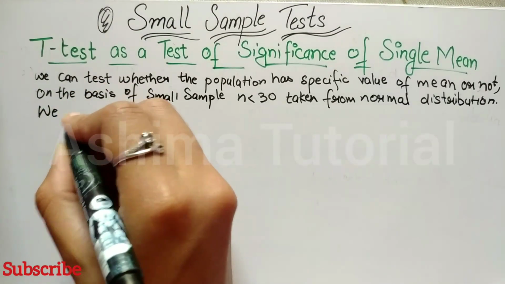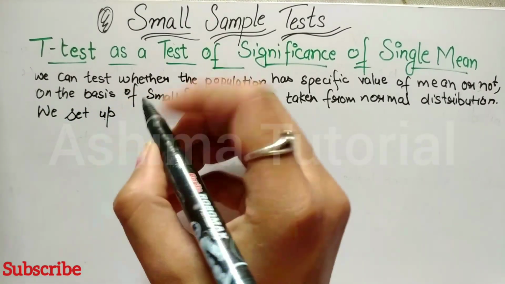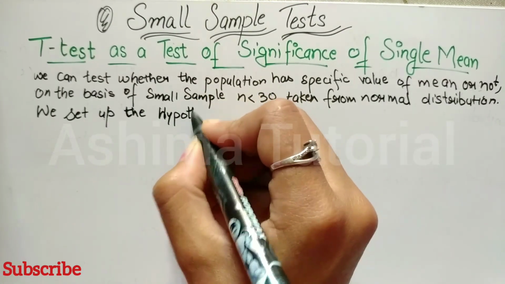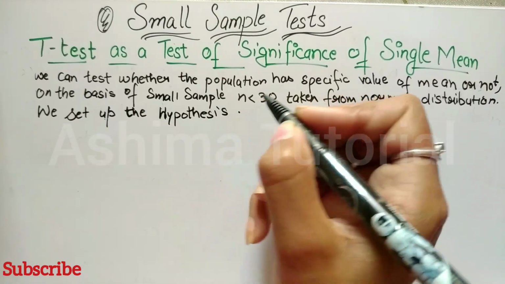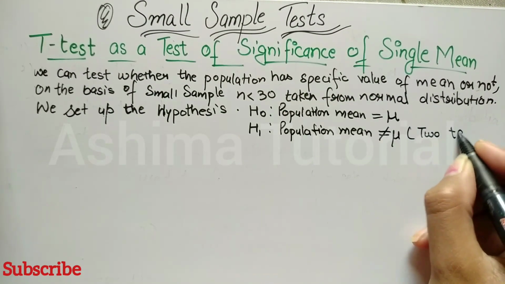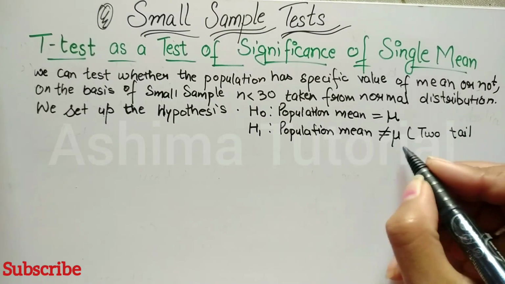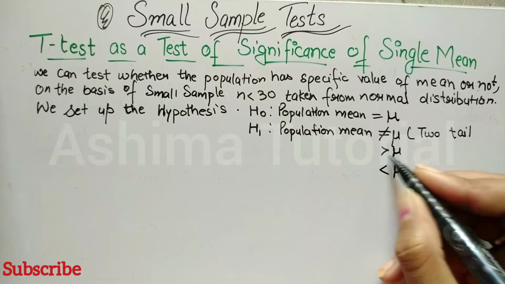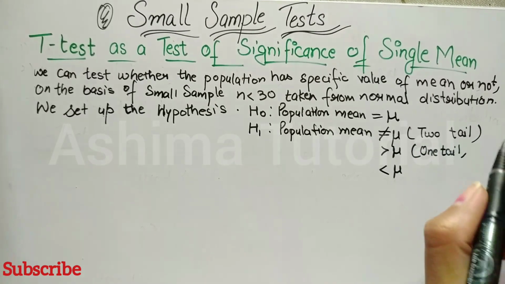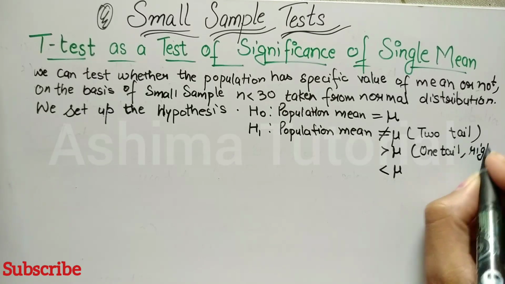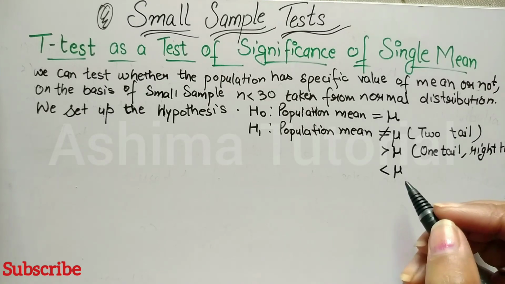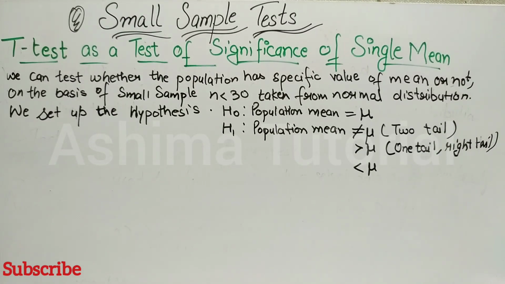we set up the hypothesis, null hypothesis and alternative hypothesis, H0 and H1. H0: population mean is equal to mu, and H1: population mean not equal to mu, which is a two-tail test. If it is greater than mu, then it is a one-tail, right tail test. If it is less than mu, then it is one tail, left tail.